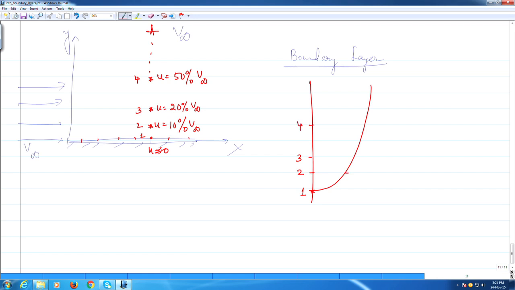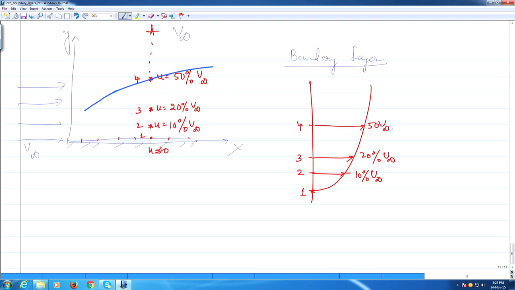And this here is 10% U infinity, and this is 20% U infinity, and this is 50% U infinity. Okay, so you do that at several of these sections, and then you connect these points, and that's when you get what you typically know as your boundary layer. That's when you get this kind of a plot, right?